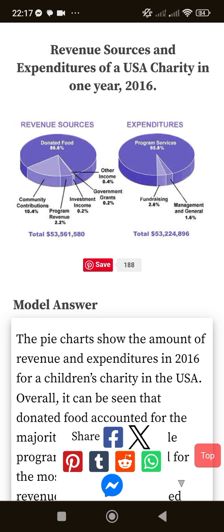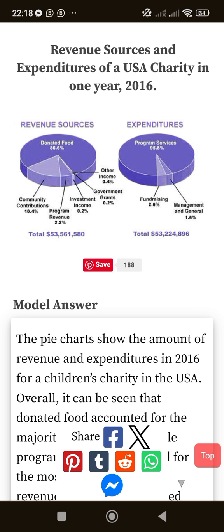And then we have expenditures. The other pie chart represents expenditures, and the most part of this pie chart is covered by program services, which is about 95.8%, the major chunk, I should say. Okay, and then we have the other two expenditures as well, fundraising and management and general, which is about 2%, you can say. And the total is also given along with these values.